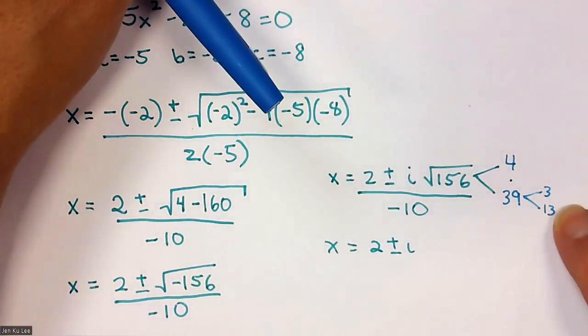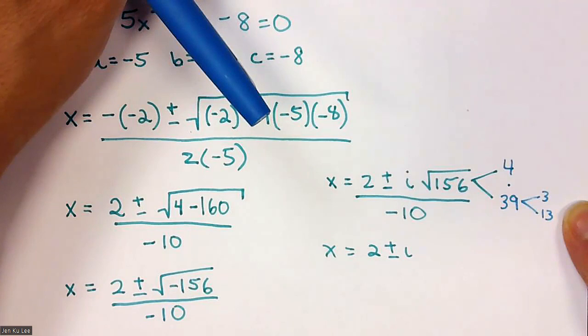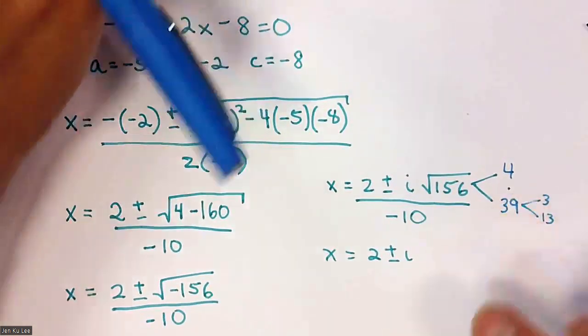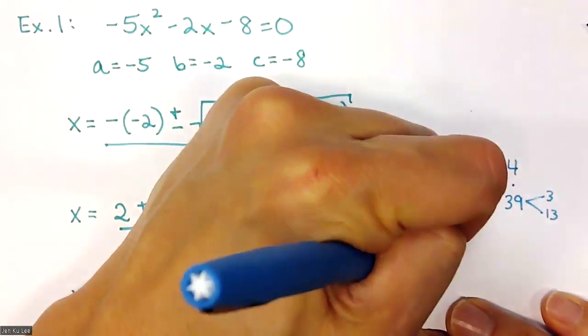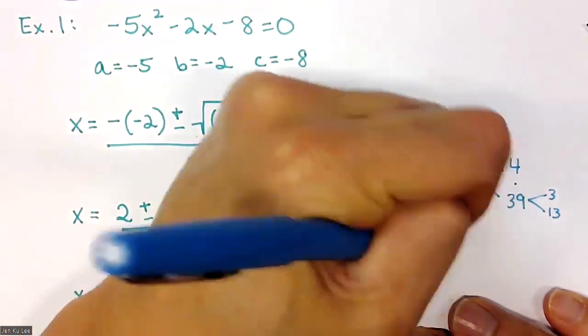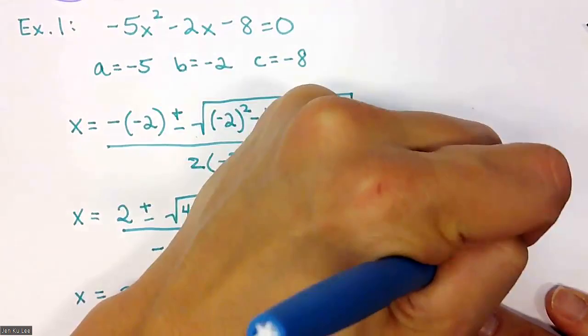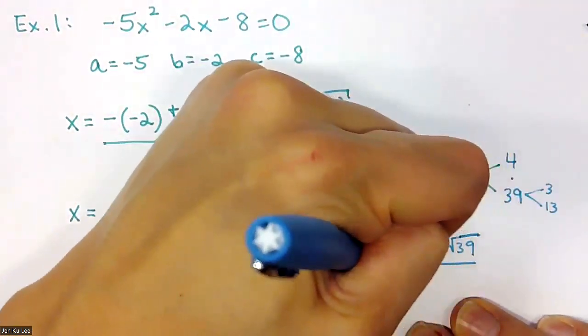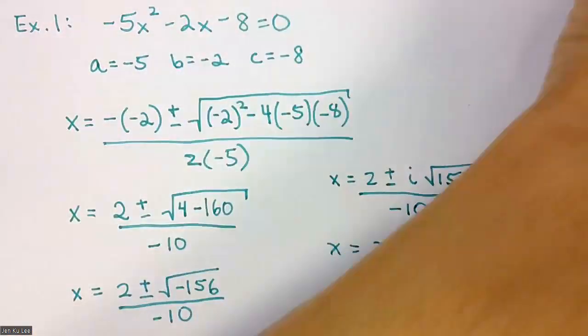I know 3 and 13, I cannot do anything else with it. So this 39 will stay inside. Square root of 4 is 2. So this would be plus or minus 2i square root of 39, all over negative 10.